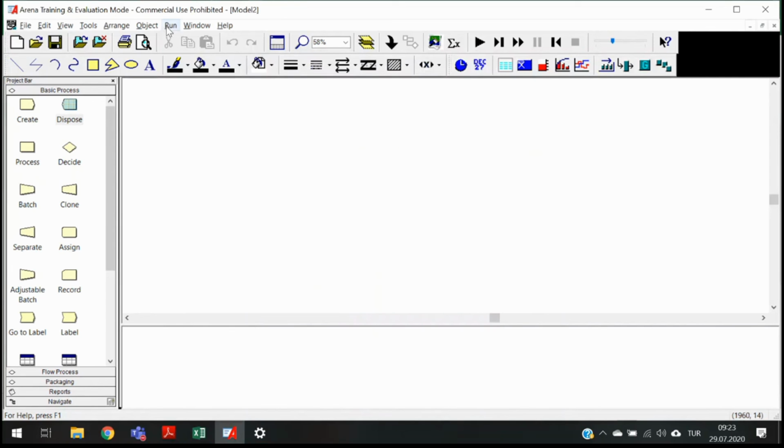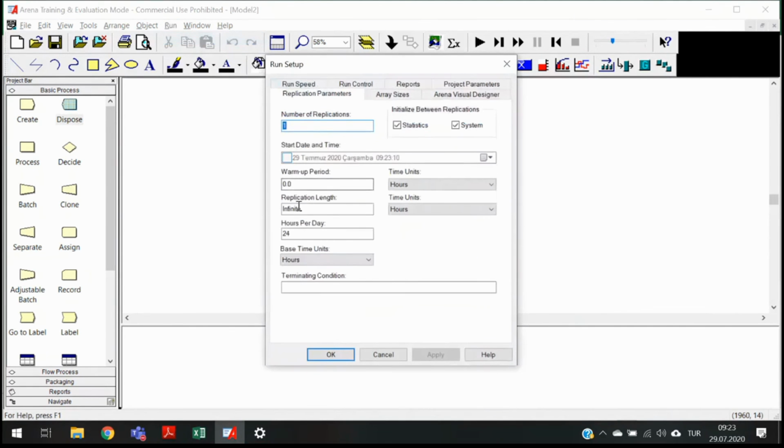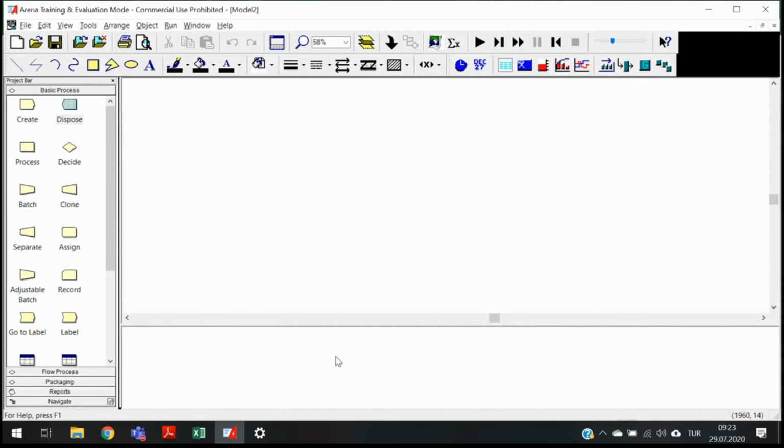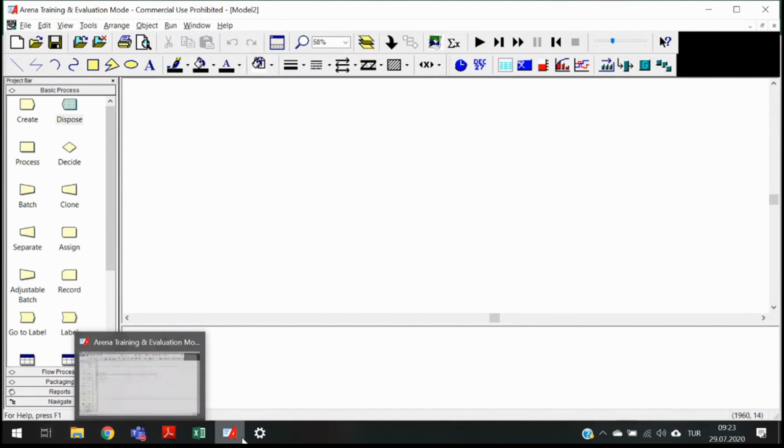Okay, so now again, from setup, replication parameters, we are going to have a replication length of 160 hours, 1 replication only, and the base time unit is hours. Warm-up period is going to be 0. And this time, we are going to develop a simple model, a much simpler model.